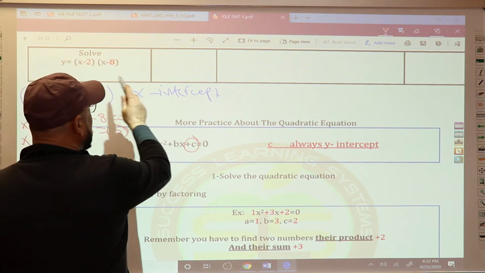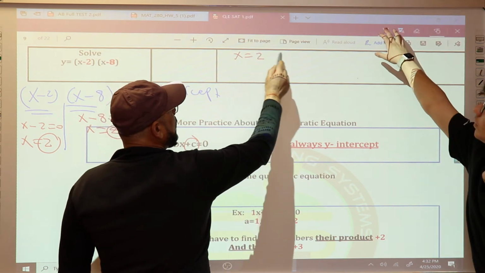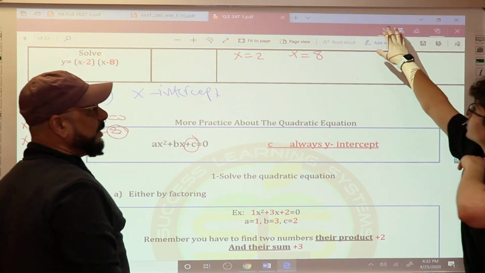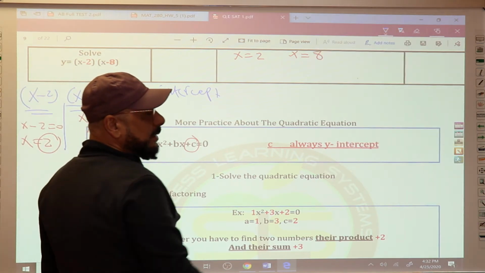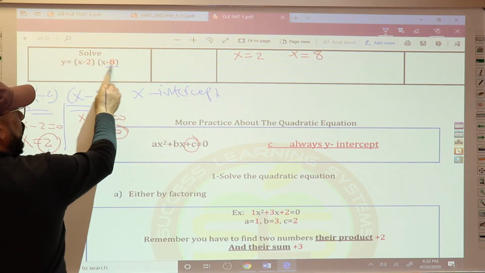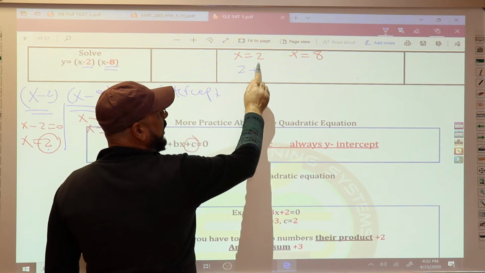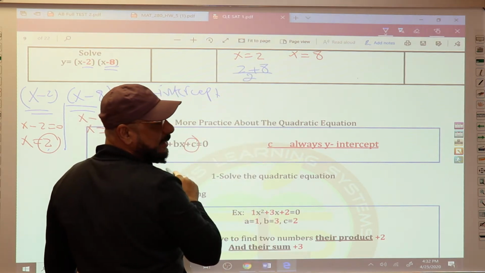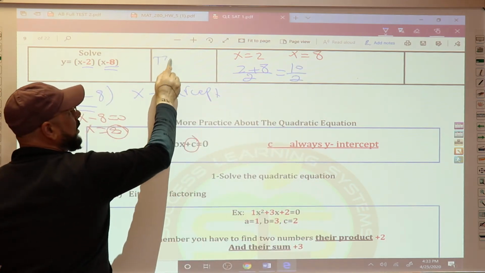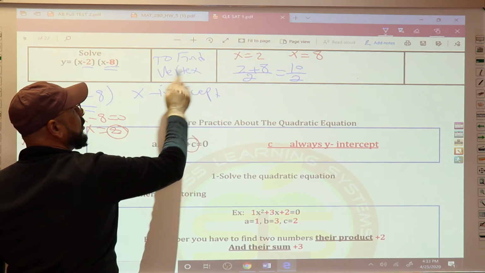How do I find the vertex, I showed you last time. How do we find the vertex? We have the 2 and the 8. We have the 2 values here, right? And you need the vertex. What we do, we add 2 plus 8 divided by what? 10 over what? This is to find the vertex.